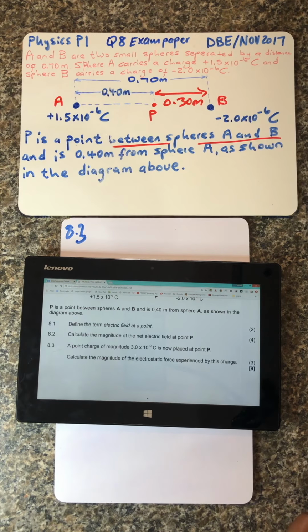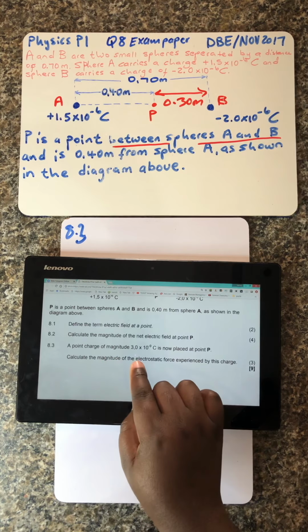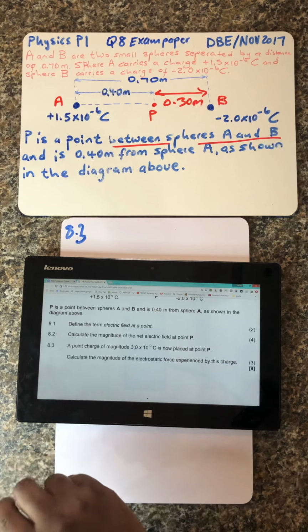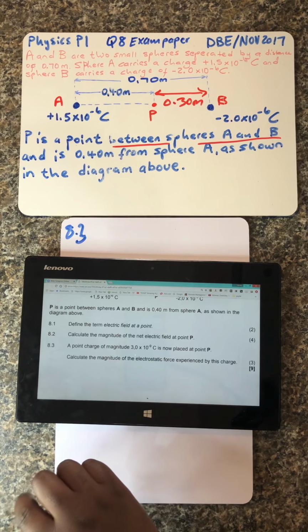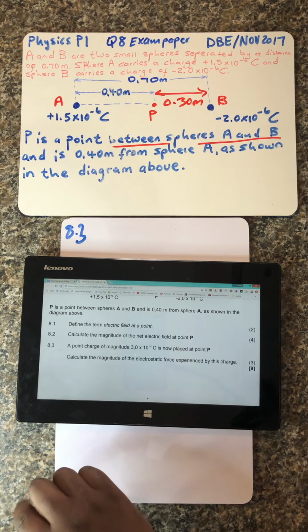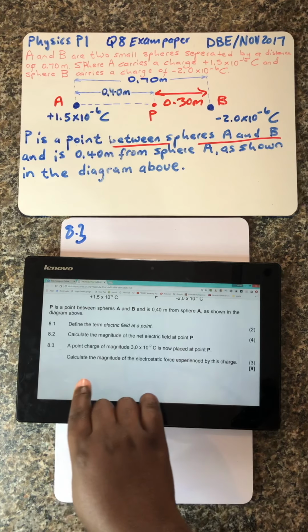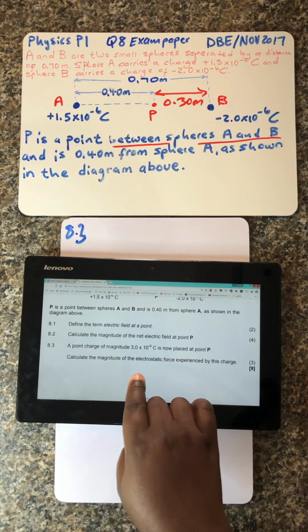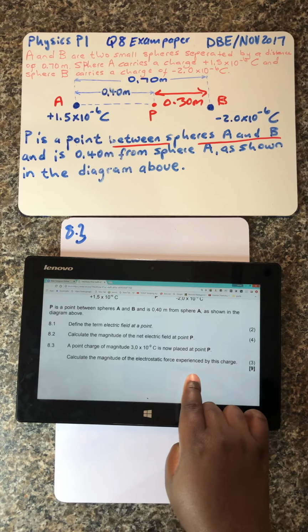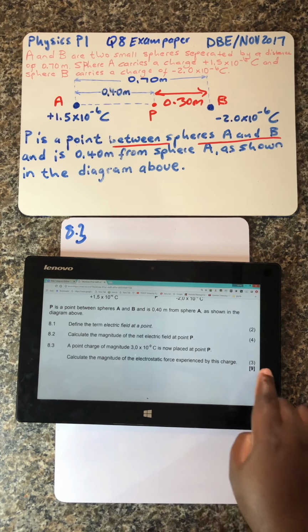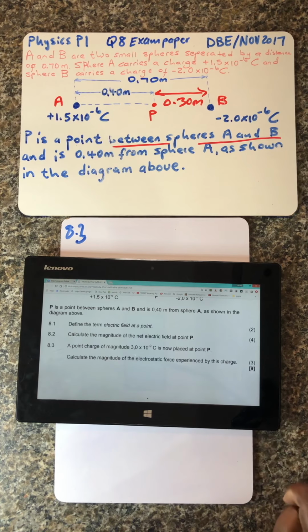So guys, let's quickly solve this question. Now we move to question 8.3, and the question reads as follows: a point charge of magnitude 3 times 10 to the exponent negative 9 coulombs is now placed at point P. The question says calculate the magnitude of the electrostatic force experienced by this charge. So this question is allocated 3 marks.